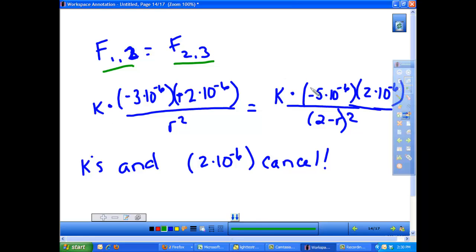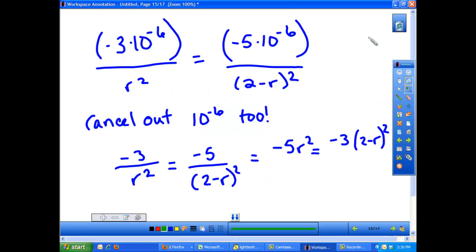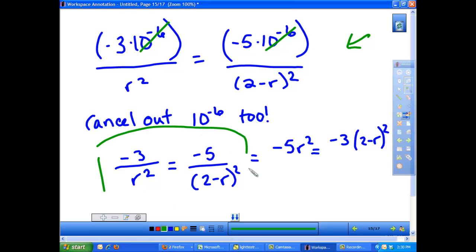So I've got k's on both sides of my equation, so those can cancel out. I've also got 2 times 10 to the -6 on both sides, so those can cancel out. Now I'm left with this expression here. I've got 10 to the -6 appearing on both sides still, so those can go away too. So now I'm just left with this much simplified expression: -3 over r squared equals -5 over (2 minus r) squared. I can do a little cross multiply.